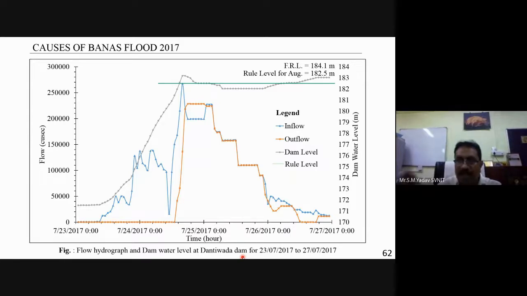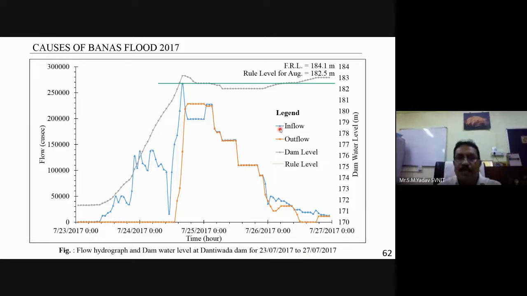Sipu River. And from both dams, the rivers confluence near Deesa. Deesa is the taluka place, which is 12 kilometers downstream of Dantiwada as well as of the Sipu Dam. Now look at the condition of Dantiwada Dam between 23rd and 27th July.